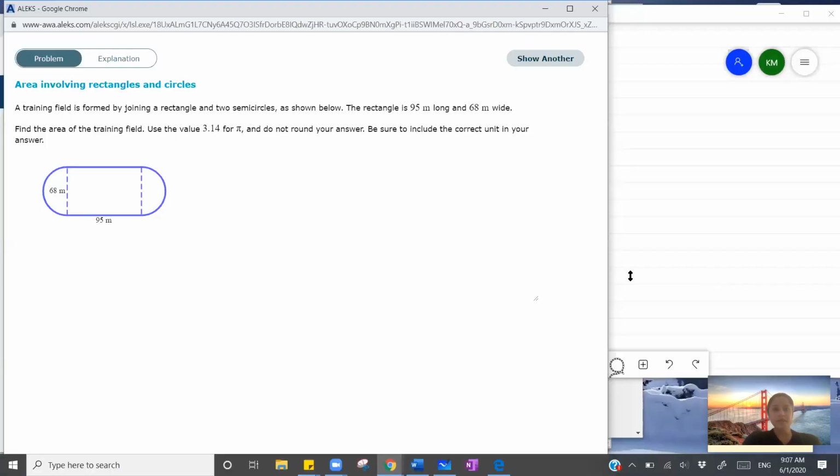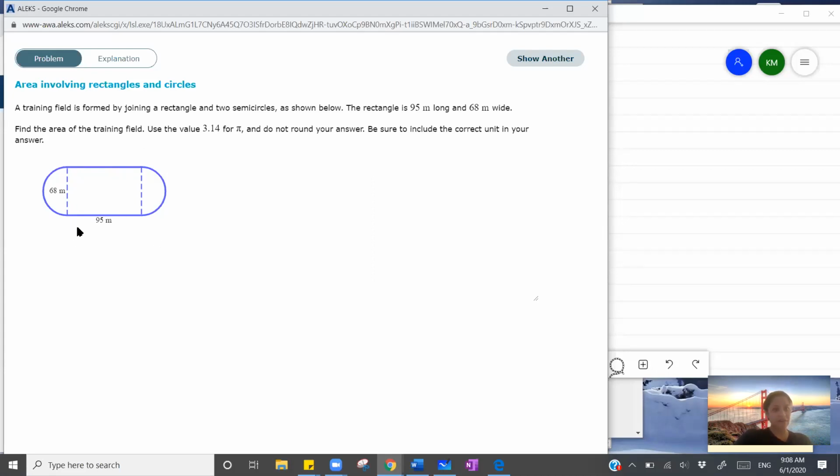All right, for this one, there is no shaded region. For this one, it's actually going to be an adding type of problem, okay? It says, a training field is formed by joining a rectangle and 2 semicircles. So this middle part would be the rectangle, and this is one semicircle, and then here's another semicircle, half a circle basically, as shown. The rectangle is 95 meters long and 68 meters wide. Find the area of the training field, use 3.14 for pi, do not round your answer. Be sure to include the correct unit in your answer, okay?